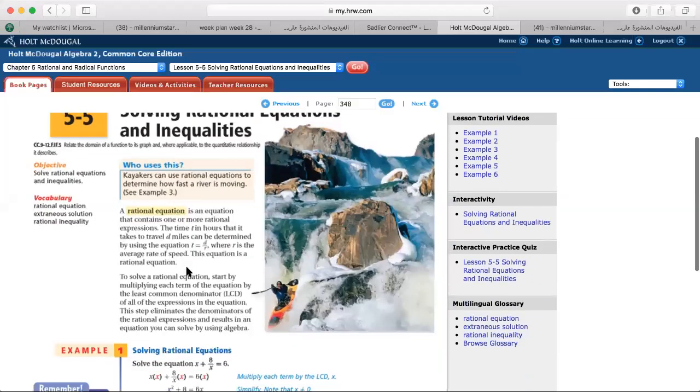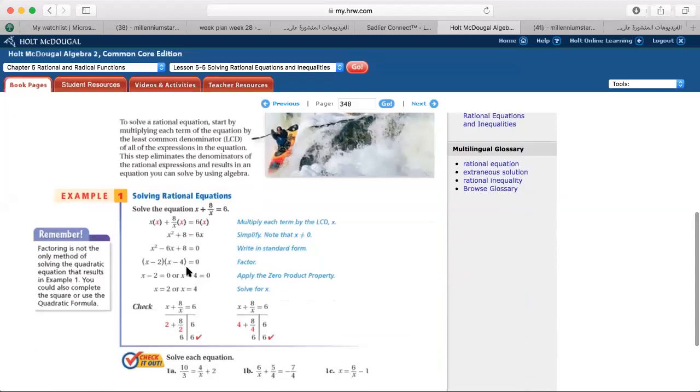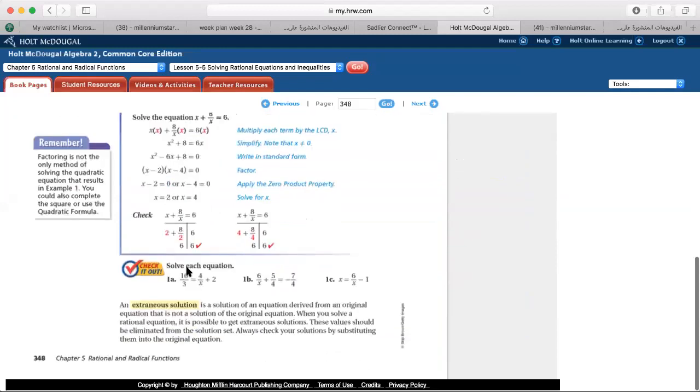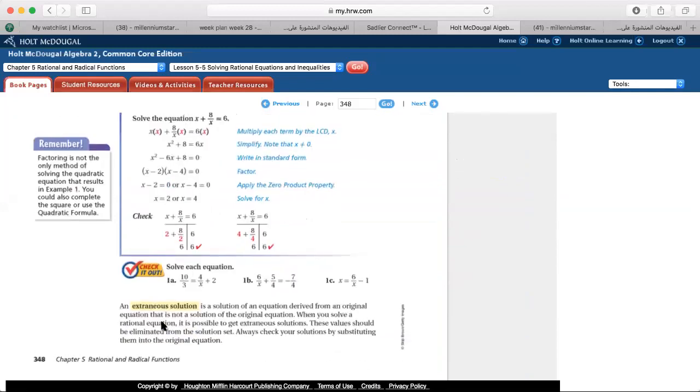Okay, as you see here, girls, when I substitute x values, I got a solution. I got an answer. Okay, because it is the opposite of what we're going to learn now. Because an extraneous solution is a solution of an equation derived.